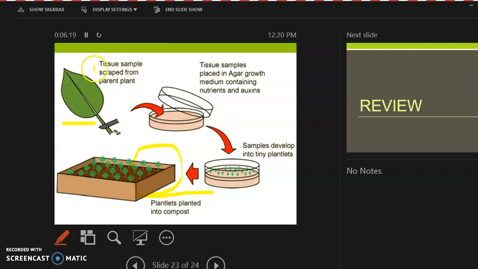So what happens is you have a tissue sample straight from the parent plant. So you're taking the tissue, okay, so see where this is the knife, they're scraping that tissue. They're going to put it in a petri dish. The samples will grow into tiny plantlets, and then you'll transplant them.